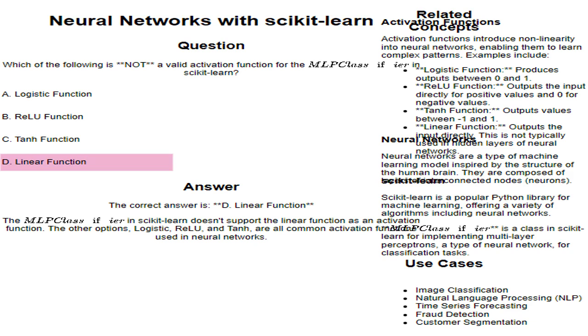Suppose we have a dataset of customer purchase history and we want to predict which customers are likely to stop using a service. We can use scikit-learn's MLP classifier to build a neural network that analyzes customer data and identifies patterns related to churn behavior. In scikit-learn, you can create an MLP classifier object and specify parameters such as the number of hidden layers, the activation function, and the solver used for optimization.